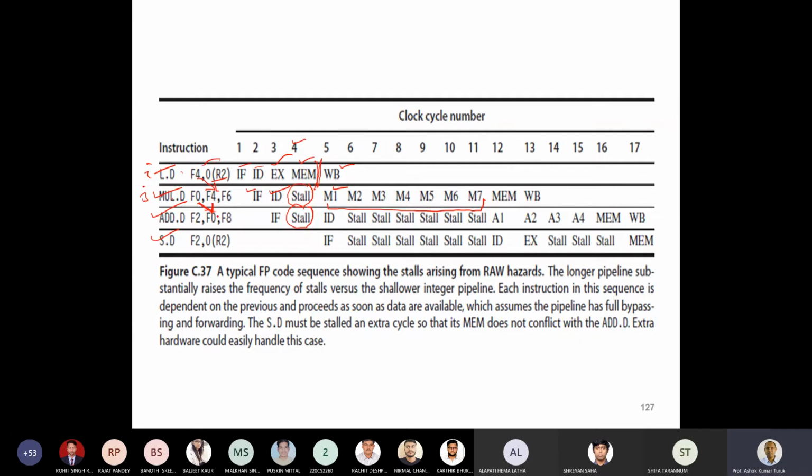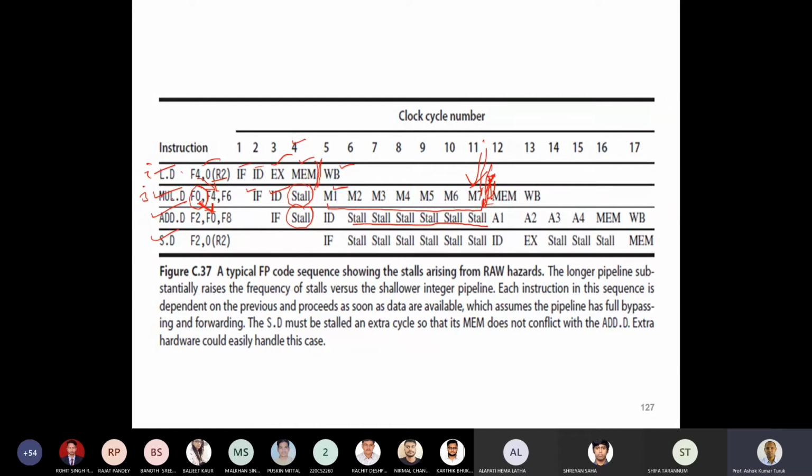Now let's look at what is going to happen to the add instruction. The add instruction depends on the result of the floating point instruction, F0. But F0 will be produced only in clock cycle 11. At the end of the 11th clock cycle it will be produced, and at the beginning of clock cycle 12 it is available in the pipeline register between M1 and the memory. So the add will remain stalled for this number of clock cycles.